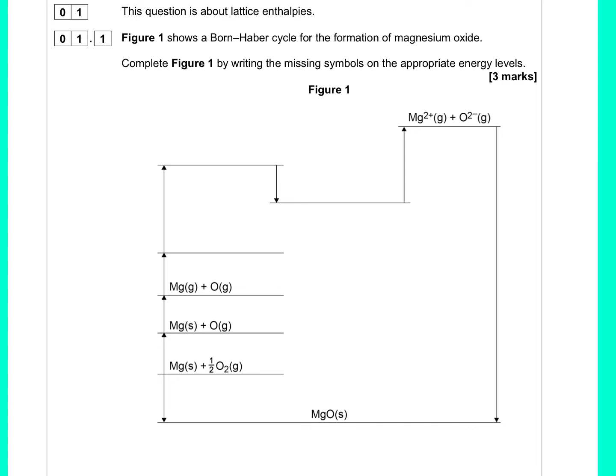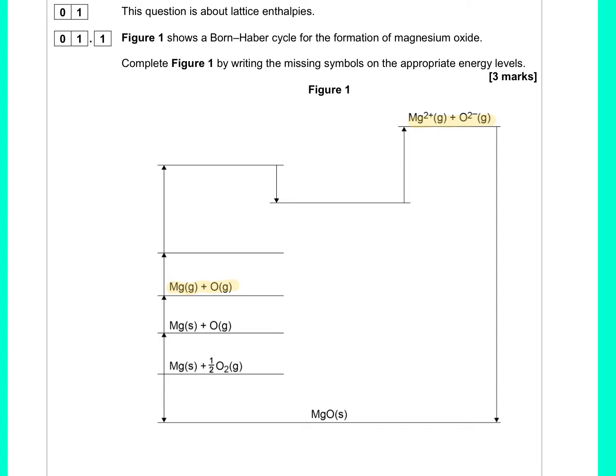Now I would always look at where you're starting from and where you're going to. So we can see here we've got the magnesium and the oxygen are both as gaseous atoms, and we're trying to get them to the point where they're both as gaseous ions. So it's fairly obvious that we need to go through the different ionisation energies and the electron affinity.